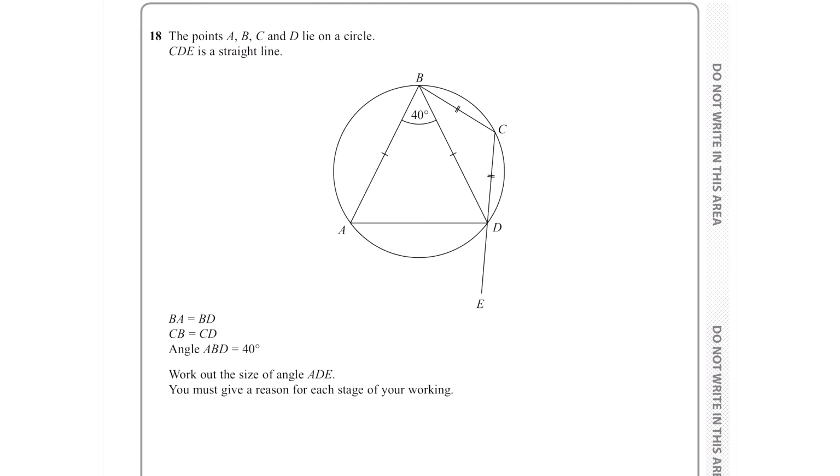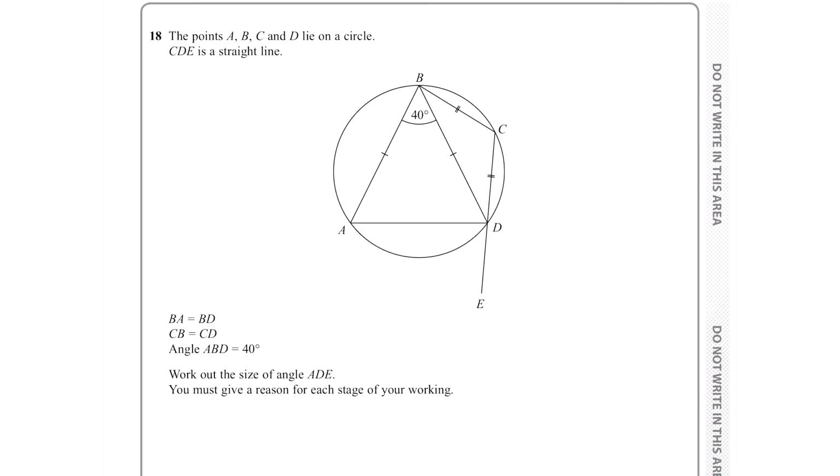You must give reasons for each stage of your working out. Just by looking at this question, there's a few things you can figure out. This is what they want us to work out, that angle there. It's a straight line. Angles on a straight line add up to 180. Key bits here are these two equal sides, which means it's an isosceles triangle, which means this angle and this angle are the same. And exactly the same with this one. This angle and this angle are the same.